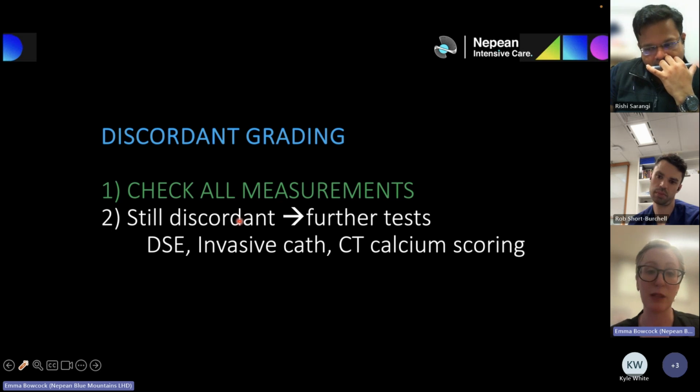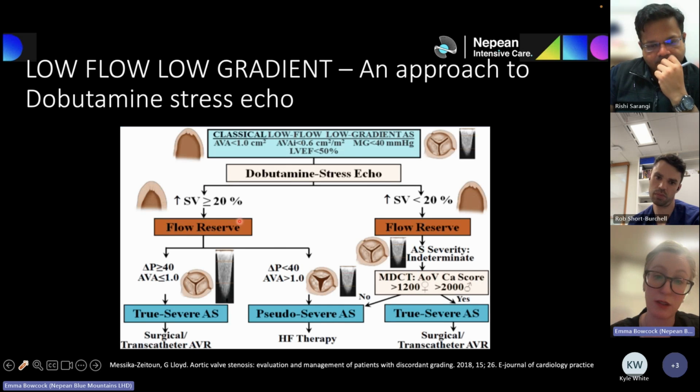And does this patient need to be referred for dobutamine stress echoes? Do you need to do an invasive cath potentially? And CT calcium scoring as well. So this is sort of a bit of a flow chart for how you would go through that.